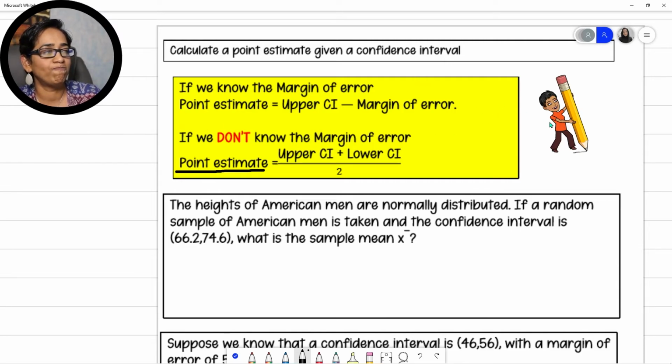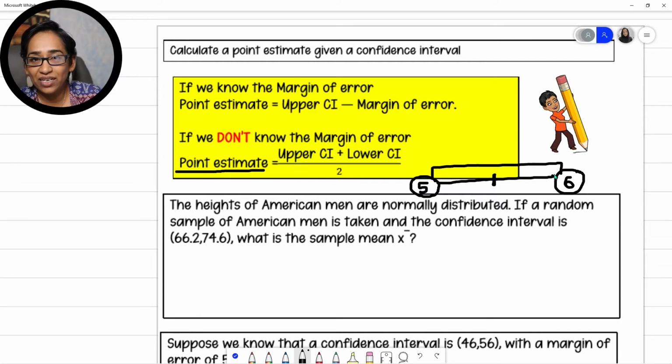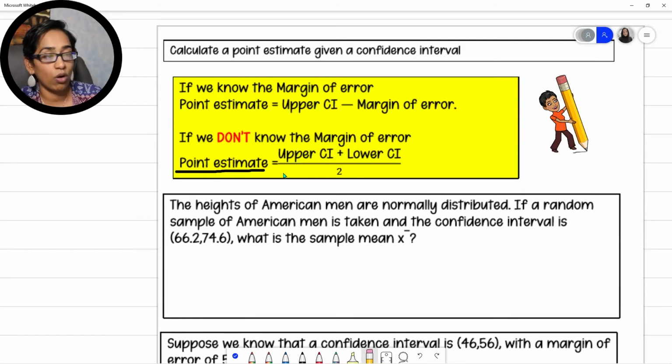So if the estimate of human height is 5 feet, that is the lower limit, and the upper limit is 6 feet. They're asking you to find the sample mean, which is exactly in between. How would you do that? Simply upper limit plus lower limit divided by 2, right? So please make sure you write down your formula. So point estimate is upper limit plus lower limit of your confidence interval divided by 2.